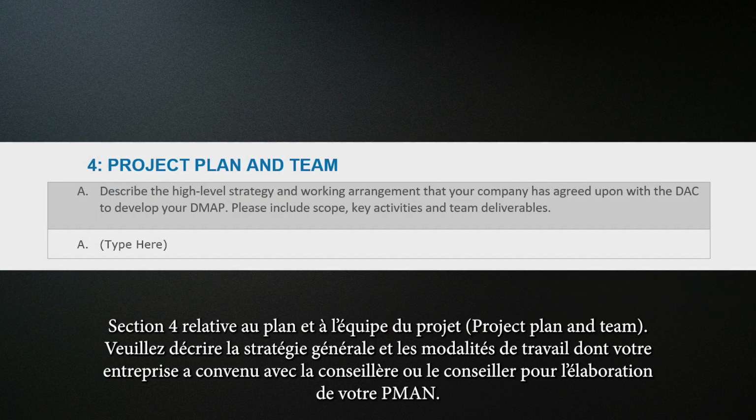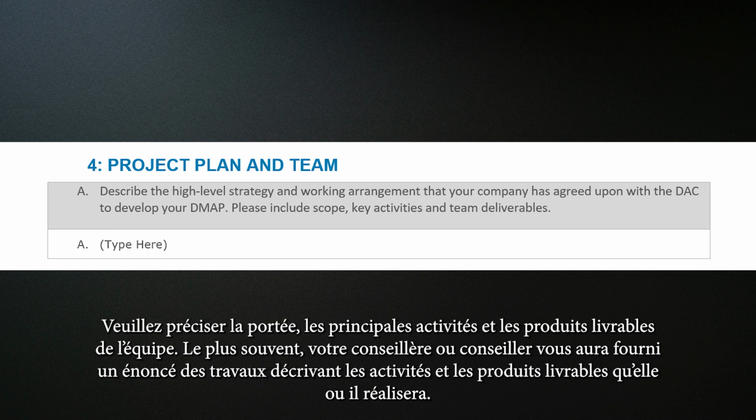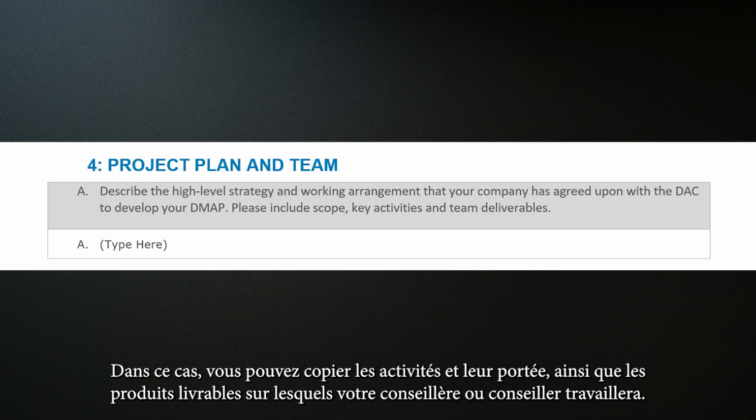Question 4, project plan and team. Describe the high-level strategy and working arrangement that your company has agreed upon with the consultant to develop your DMAP. Please include scope, key activities, and team deliverables. In many cases, your consultant will have provided you with a statement of work that describes the activities and the deliverables that they're going to undertake. And so you can certainly, in many cases, copy and paste into here exactly the activities and scope and deliverables that they are going to undertake.